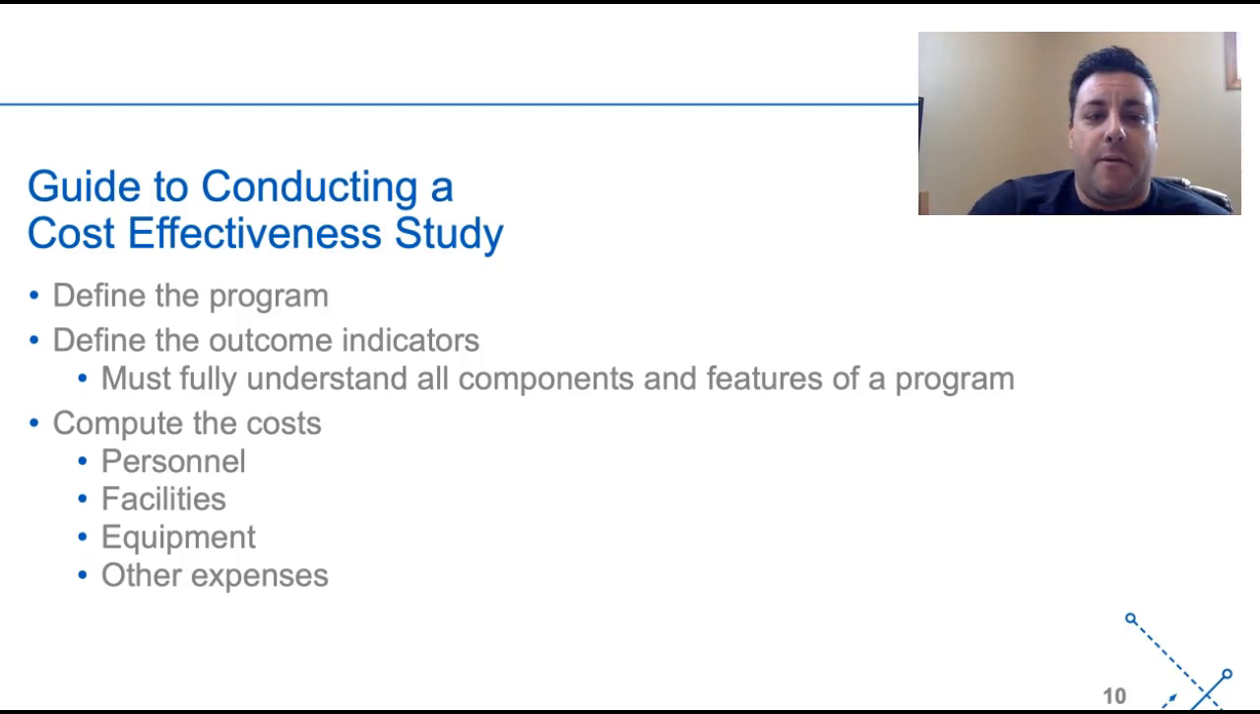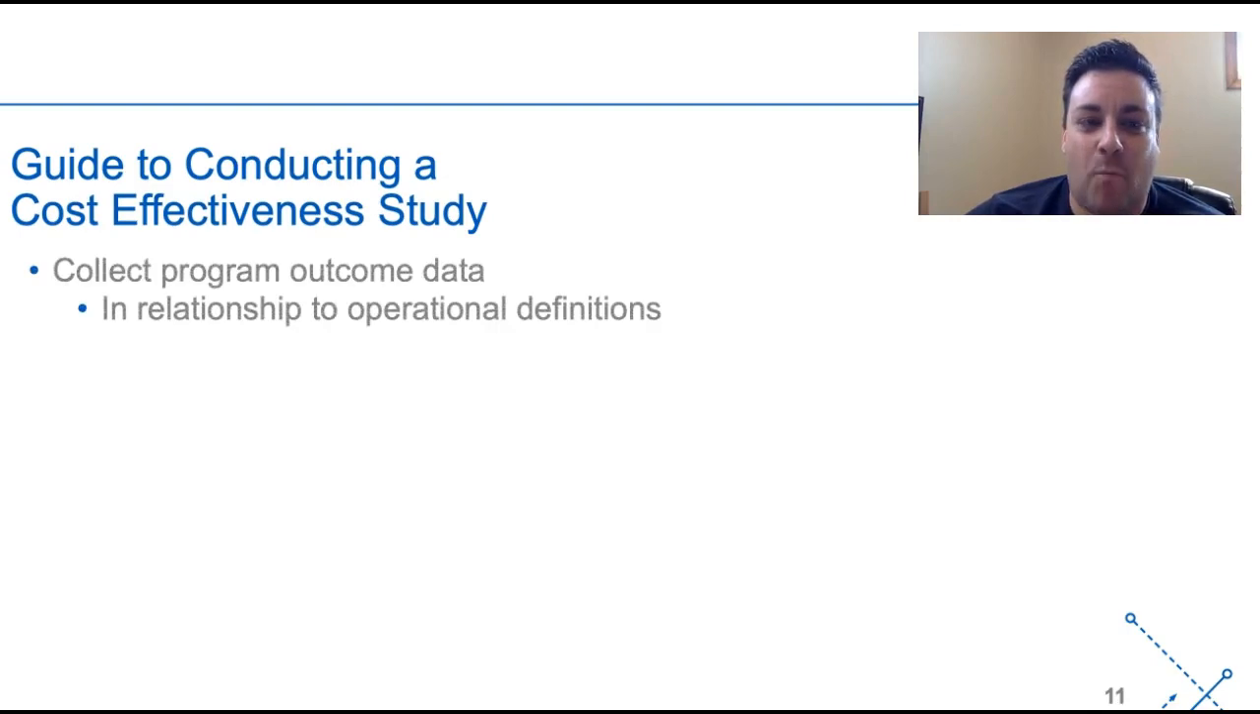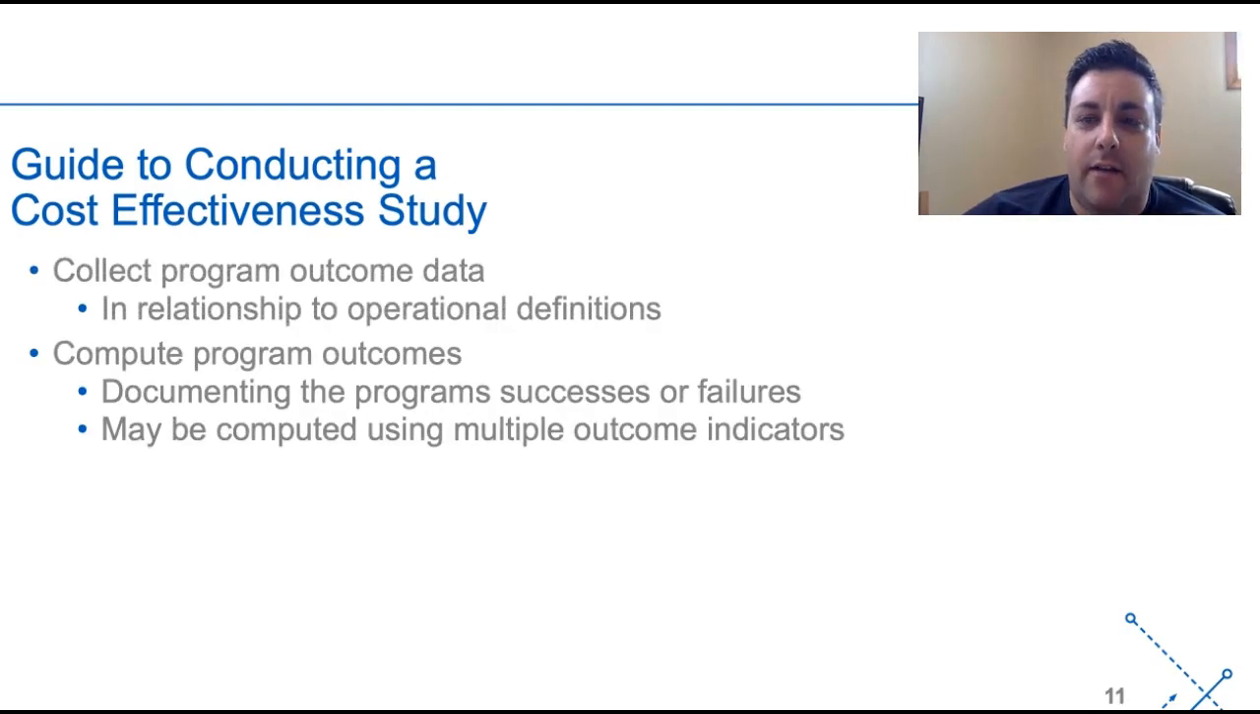Okay, so define the program, then define the outcome indicators. Again, that's in the logic model, and then compute the costs. So costs are associated with personnel, with facilities, with transportation, with equipment, with all kinds of expenses. Nothing's free in this. And then the second step is to collect program outcome data, and that's really in relationship to those operational definitions. More on this in a second.